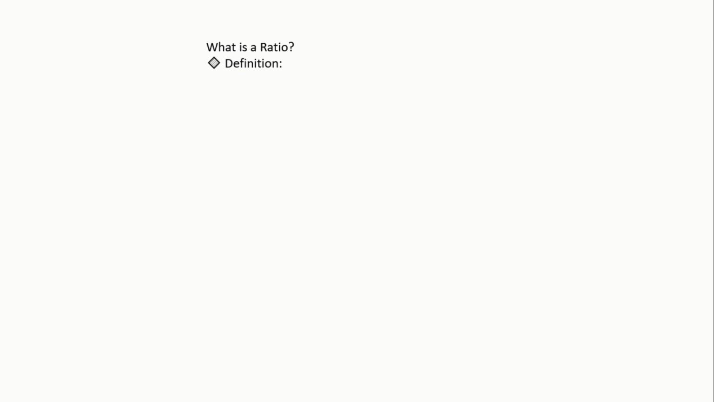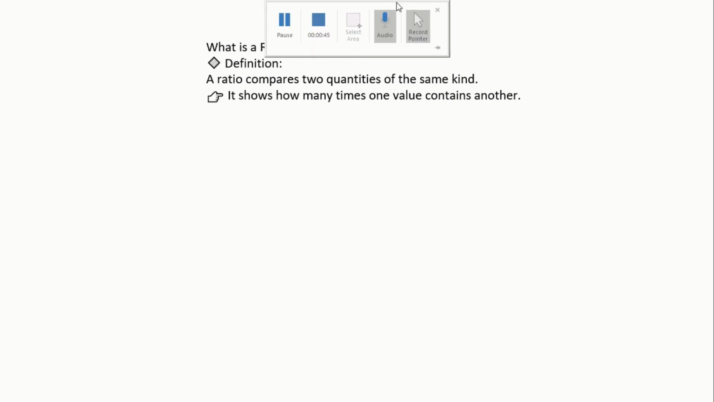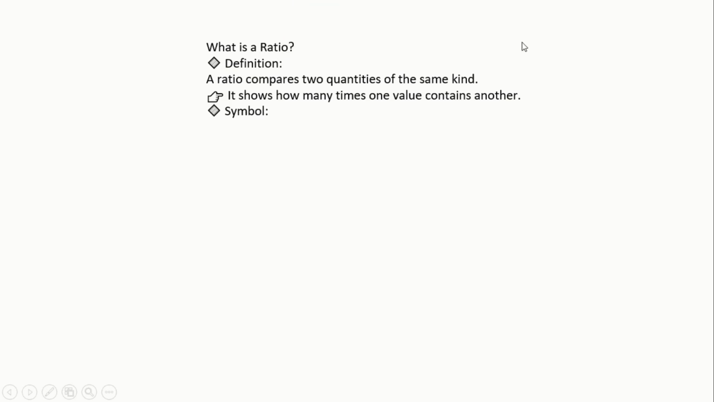First, let us know what a ratio is. A ratio compares two quantities of the same kind. It shows how many times one value contains another. The symbol of the ratio is ":" (to), and we'll see one example.